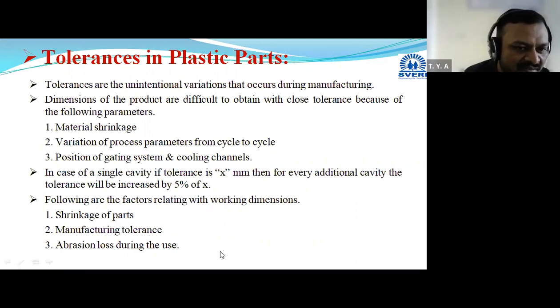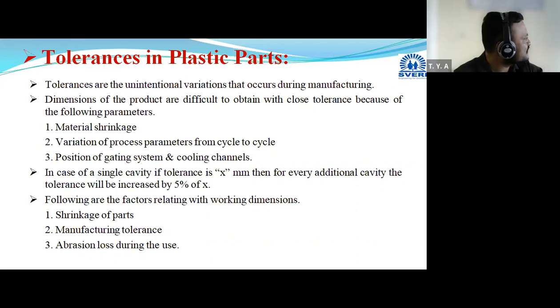I will take this in the next session. Tolerances and allowances will be completed in one session only.